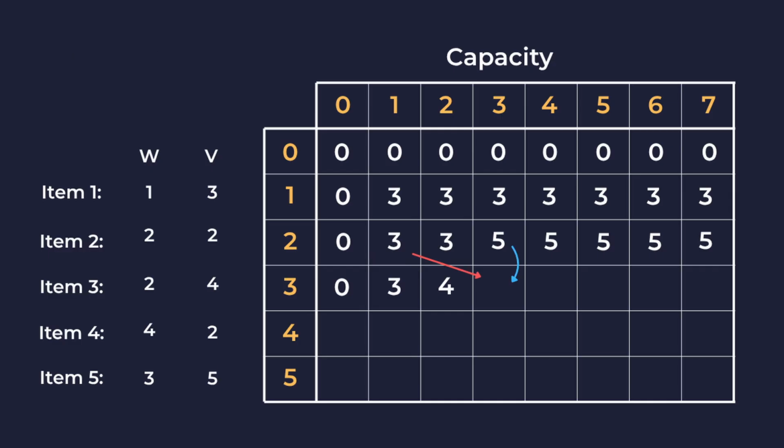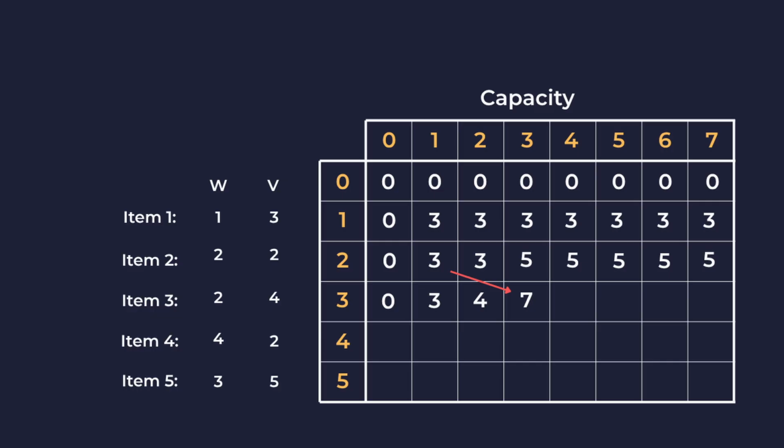For capacity 3, item 3 improves the current best value, so we include the current item value plus the value one row above, shifted left by the current item's weight. The reason we shift left by the current item's weight is that we need to find the best combination that fits in the remaining space after taking the current item.